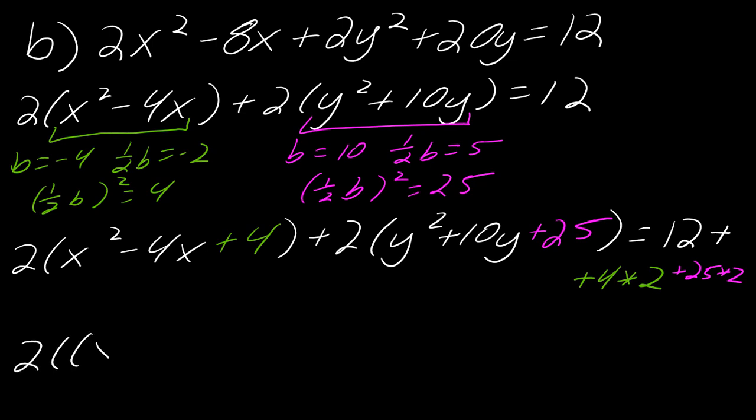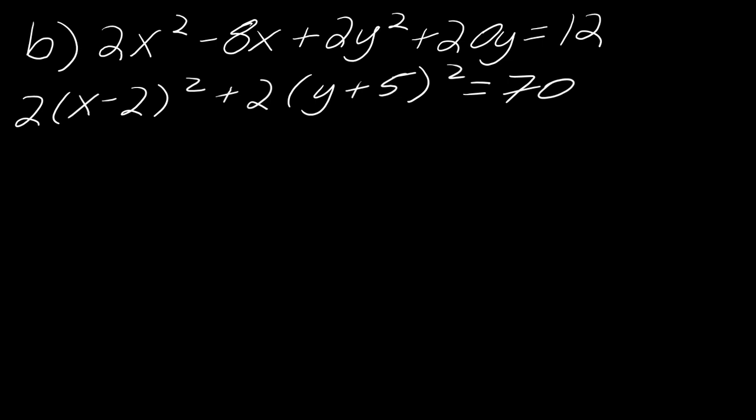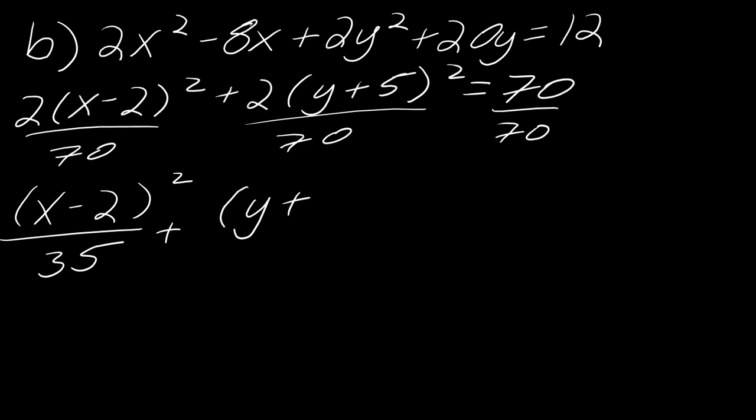So this is going to be 2 times, now I can factor this as x minus 2 squared, and then 2 times y plus 5 squared. And the other side will equal 70. Okay, let's clear some space. As we know, we want the equation to always equal 1. To make that happen, we're going to divide everything by 70. Now what we find is that we have x minus 2 squared over 35 plus y plus 5 squared over 35 equals 1.